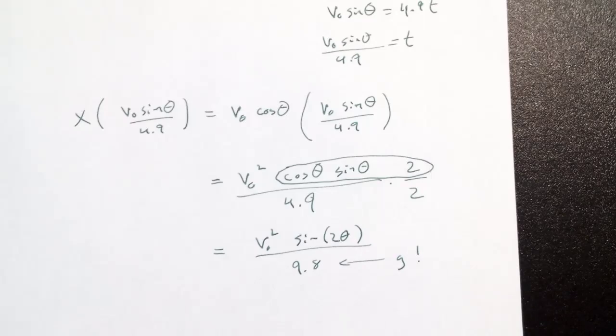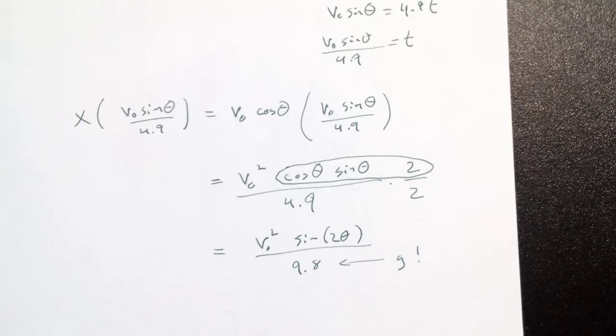Okay, if you're going to launch something and an ideal object, you want it to go as far as possible, what angle should you launch it at? What angle is going to make this as big as possible? What's the biggest value you can get for sine? 1. Sine of what is equal to 1? Pi over 2. So I want 2 theta to be pi over 2, which means I should launch it at pi over 4. The biggest possible distance you can go is at an angle of 45 degrees.